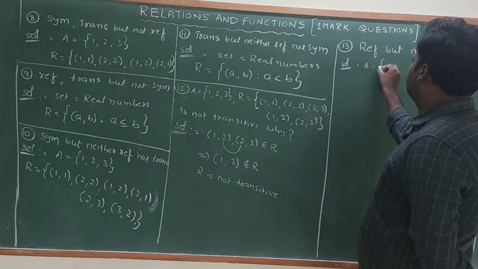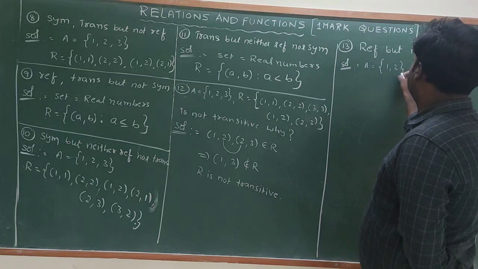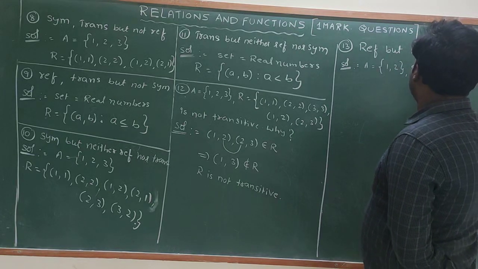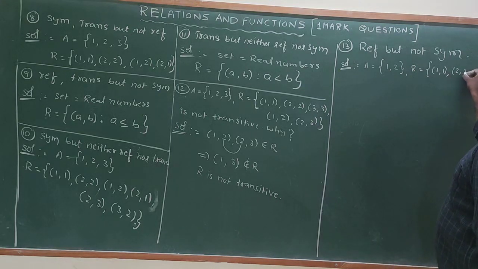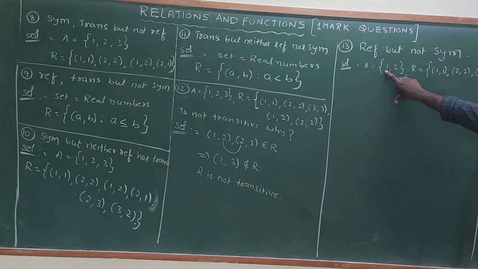A equals {1, 2}, R equals {(1,1), (2,2), (1,2)}. It is reflexive. Why? Because if you take the first element 1, then the pair will be (1,1). If you take the second element 2, then the pair will be (2,2). Both are there in the relation R, so it is reflexive.